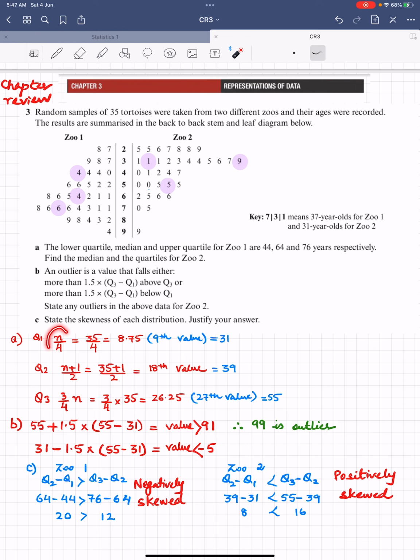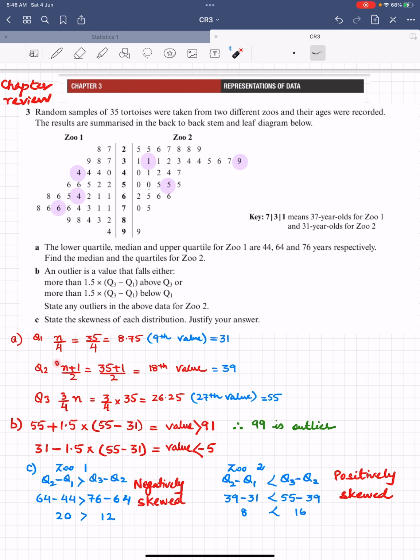The formula for finding the lower quartile is n divided by 4. The total number of entries are 35. 35 divided by 4 gives us 8.75. We round it up to the 9th value, which is 31, and that is our lower quartile.